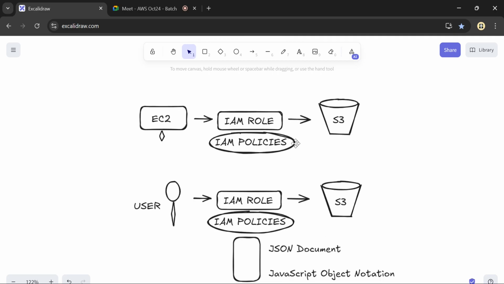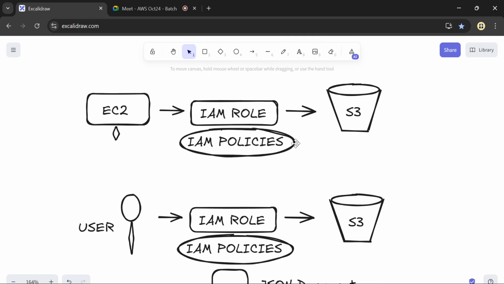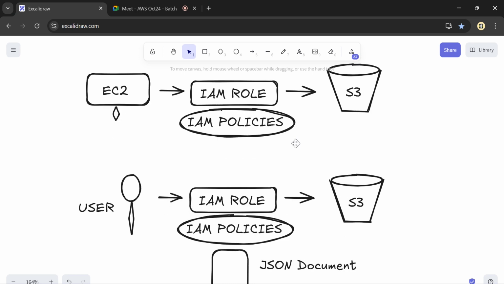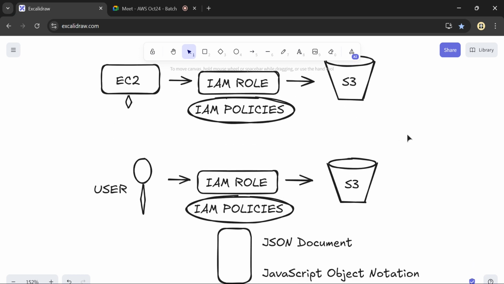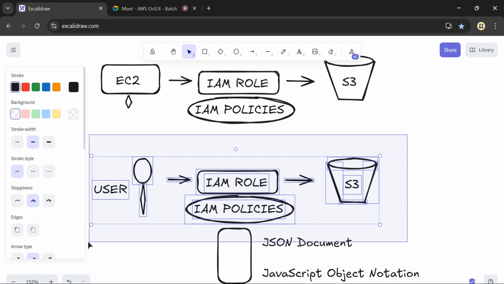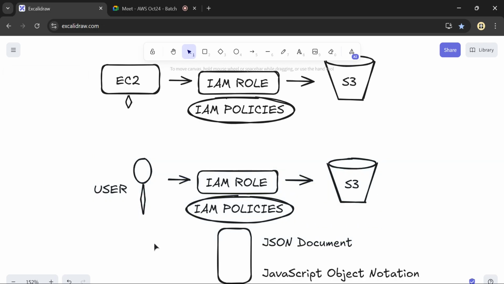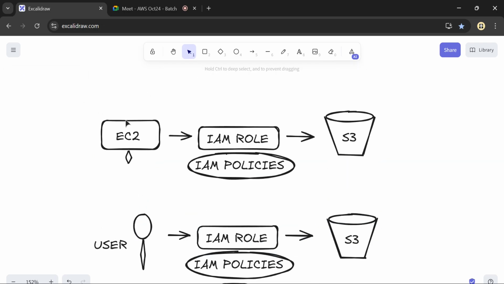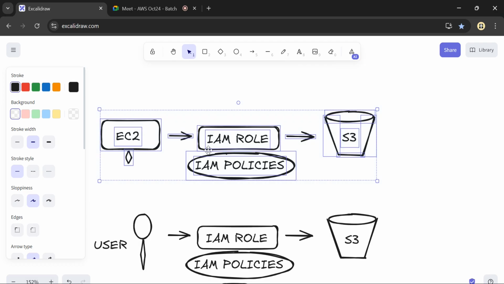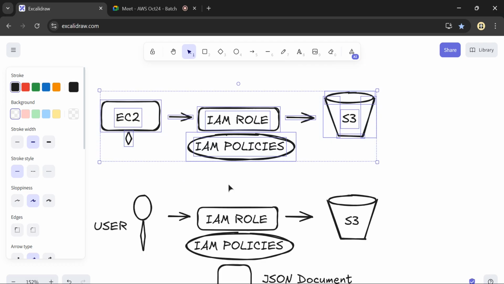Then we had discussed what is an IAM role and what is an IAM policy. And in the practical yesterday, we had seen how to create an IAM role, IAM policy, and how to attach an EC2 instance with an S3 bucket. So this is the practical that we have done in the S3 module.